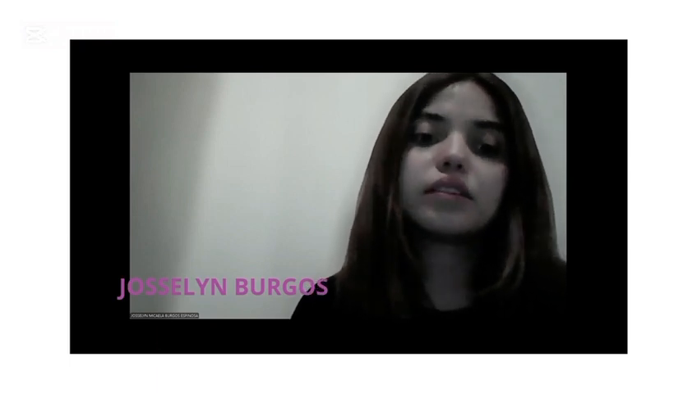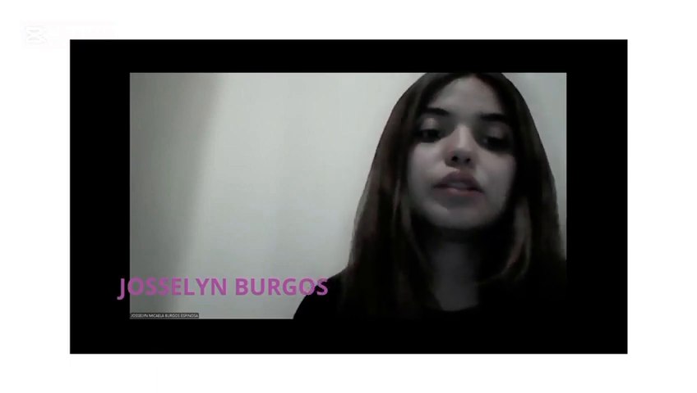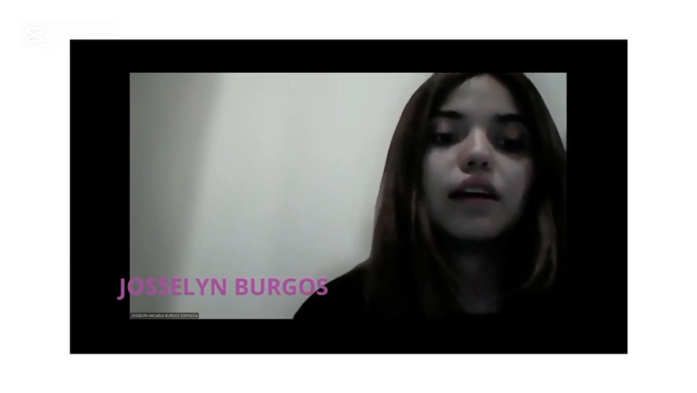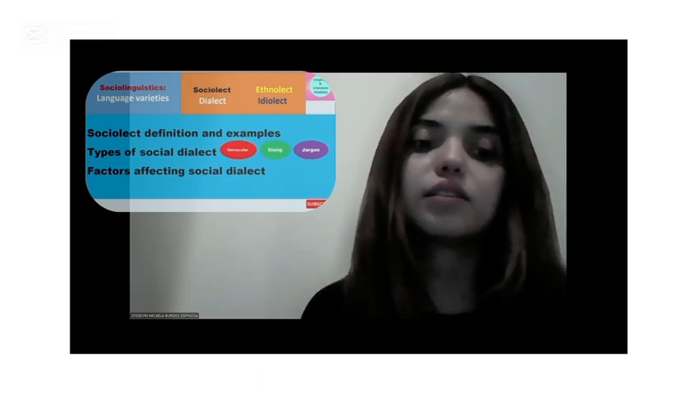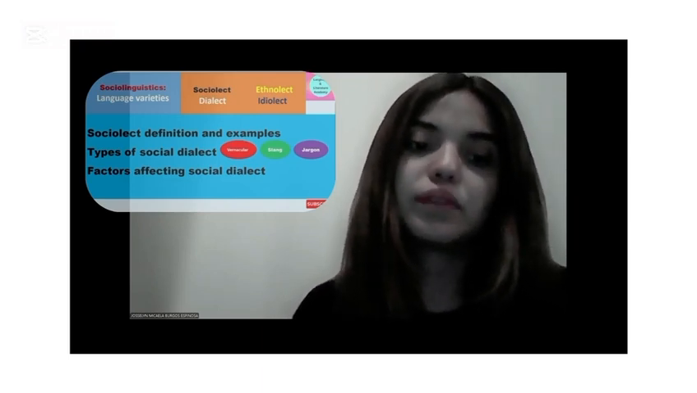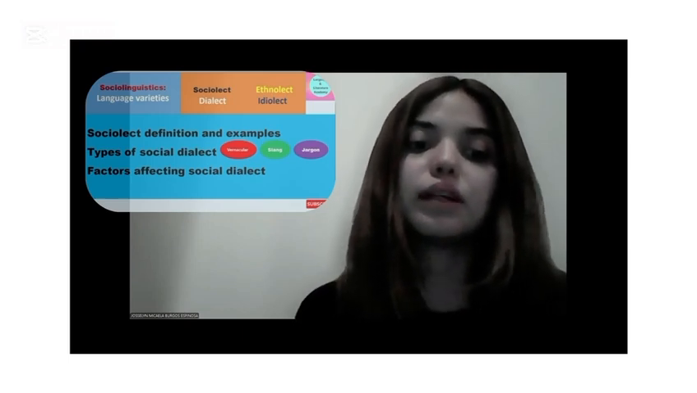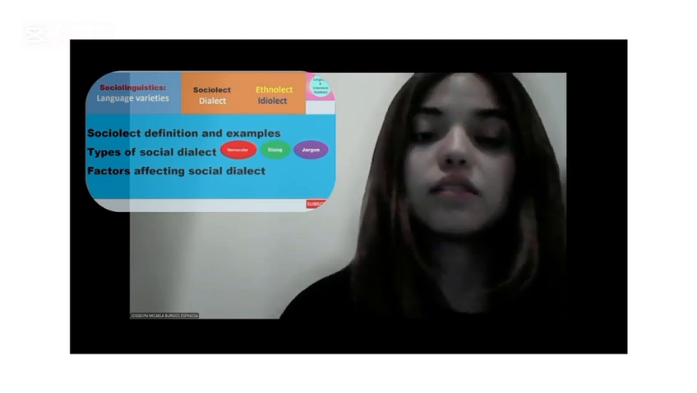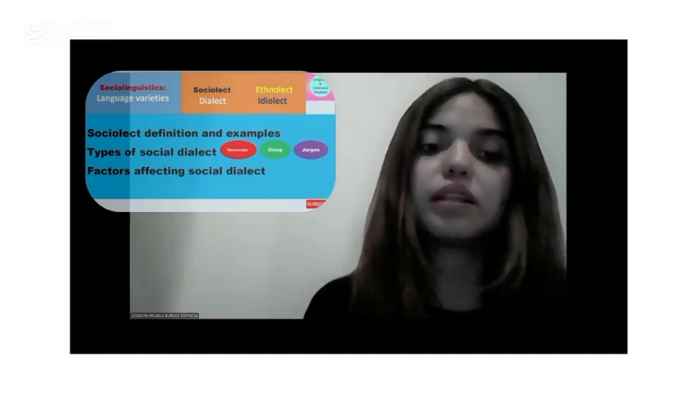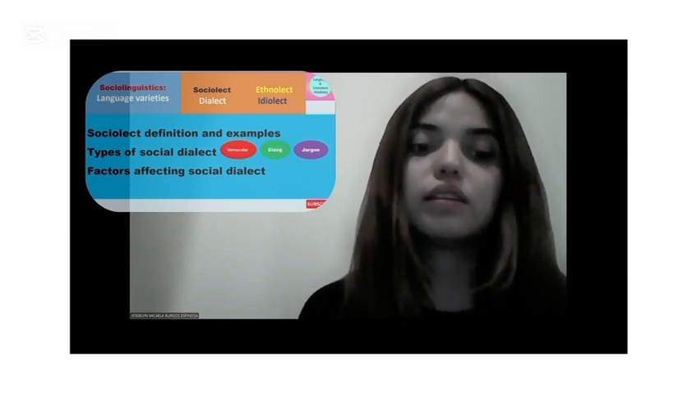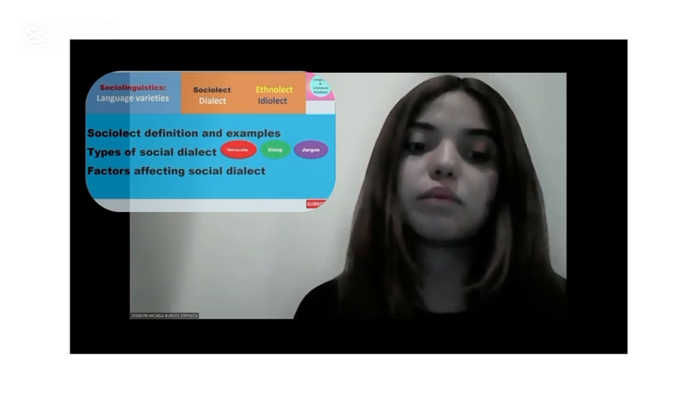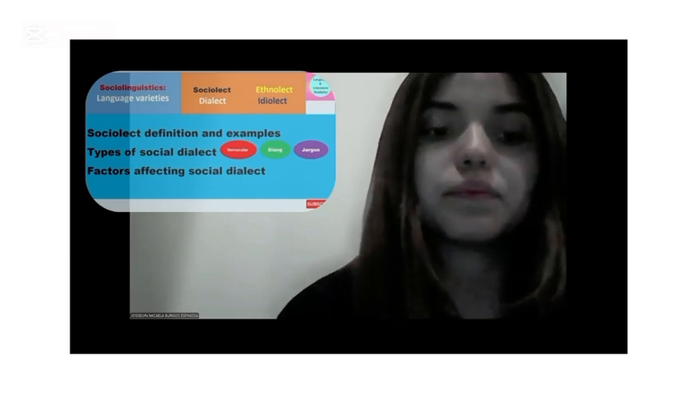Today, I will discuss the concept of sociolect, which refers to the variety of language used by a specific social group. A sociolect can be influenced by factors such as social class, age, occupation, or ethnic group. For example, the language used by young people in a community may differ significantly from that used by adults. In summary, sociolect reflects the cultural and social identity of a group. Understanding it helps educators connect better with their students.